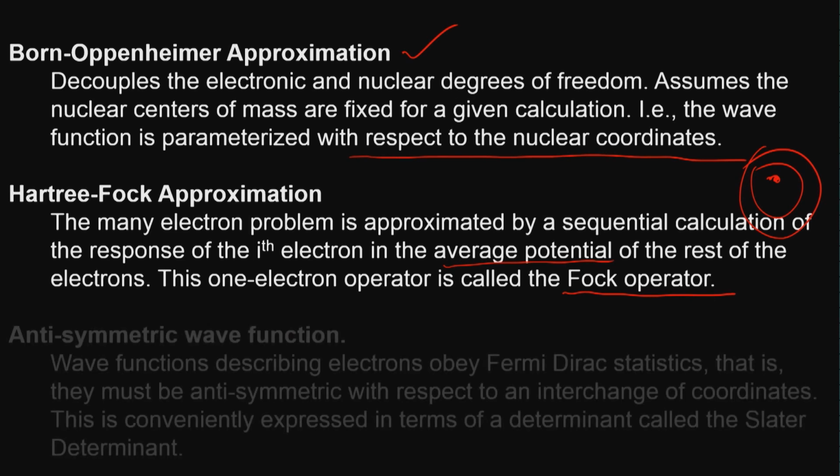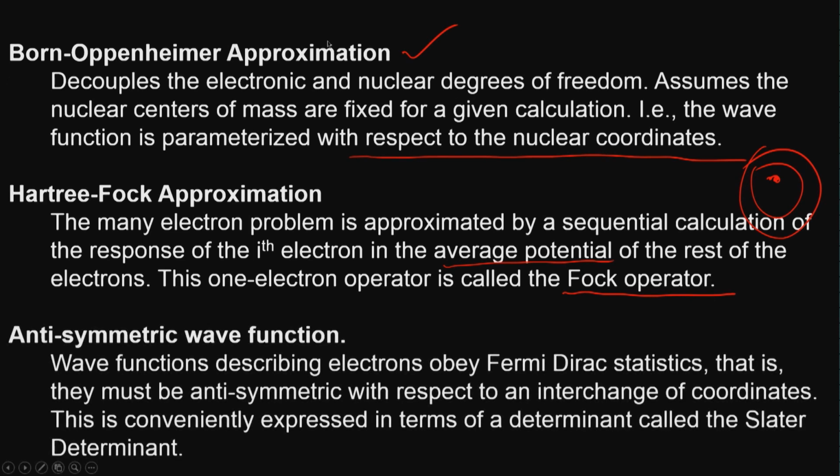Then comes the anti-symmetric wave function. Wave functions describing electrons obey Fermi-Dirac statistics, that is, they must be anti-symmetric with respect to an interchange of coordinates. So, this term, the determinant, is called the Slater determinant.